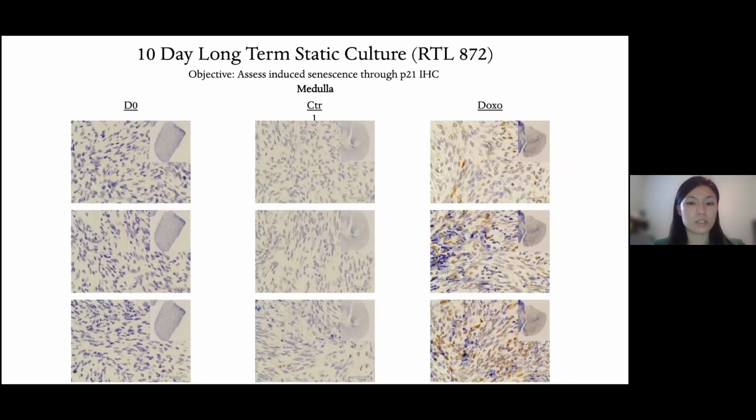And this slide is some immunohistochemistry that I performed. This one specifically is for P21. It shows day 0. There are no positive signals, as there shouldn't be, and they are very alive and well. The control in the middle row has a couple of positive signals, but that's just a result of aging and it's still viable. And the ones that were treated with doxorubicin have very many positive signals. So this shows that the low dose of doxorubicin was working and was inducing senescence in these cultures.